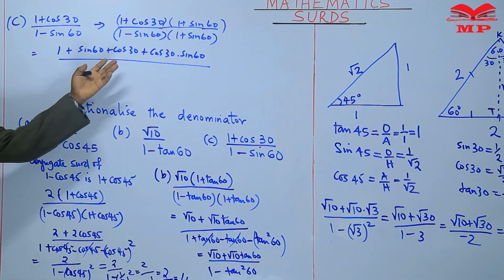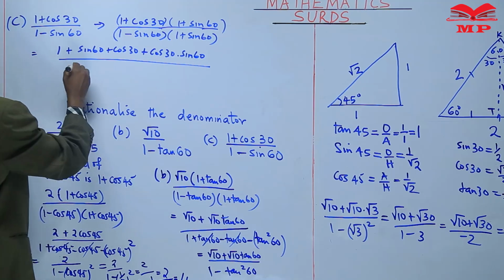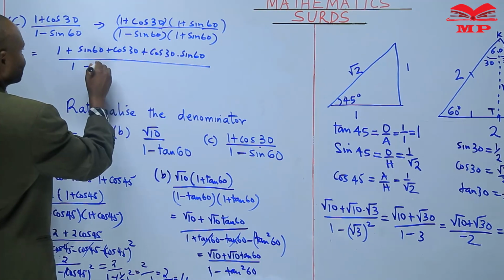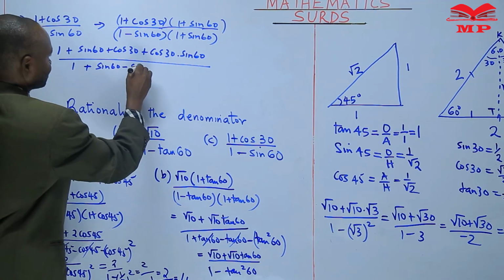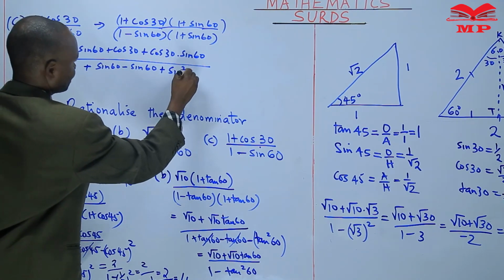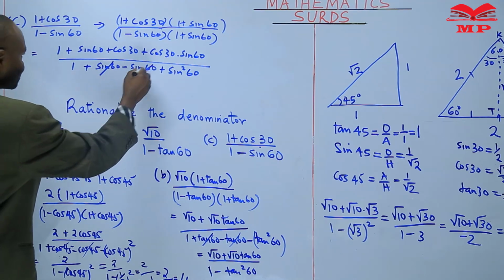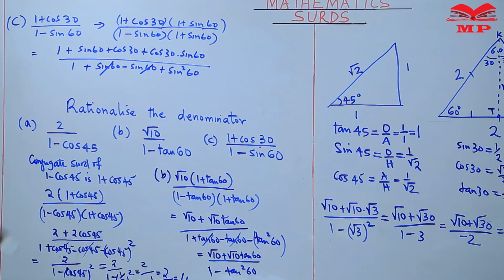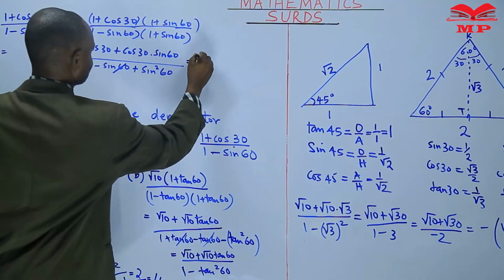The good thing, I'll just come and substitute my values. So 1 times 1, 1 minus sine 60 plus sine 60 minus sine 60 plus sine squared 60. You watch very carefully. Sine squared 60. What happens to this? Cancels. So I'll be taking the value I get and putting it there. So this comes to 1.